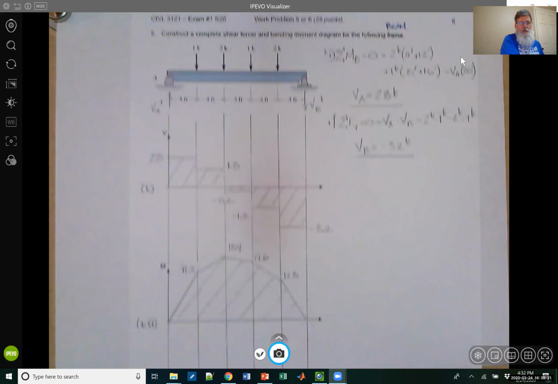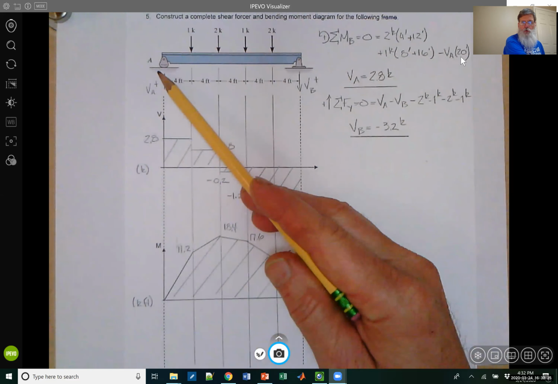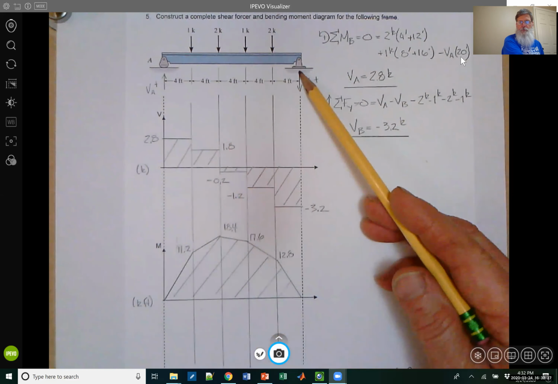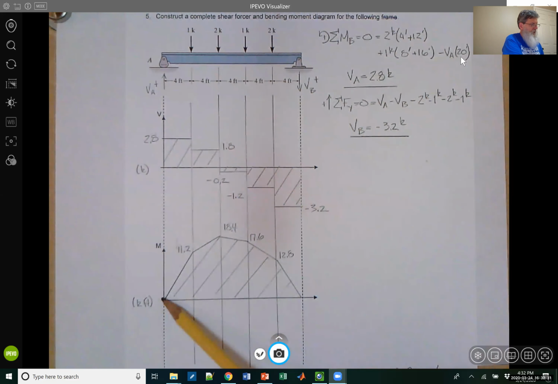Now I go to the moment equation. I know here at A, I have a pin, which I have no moment. Another pin here at B. Yeah, B. Also no moment. So I'm going to start at 0 moment, end at 0 moment.